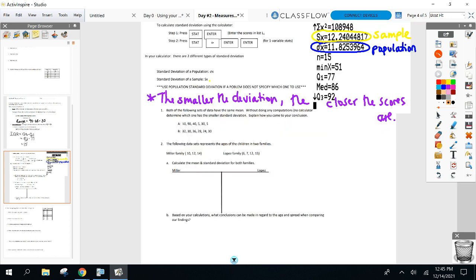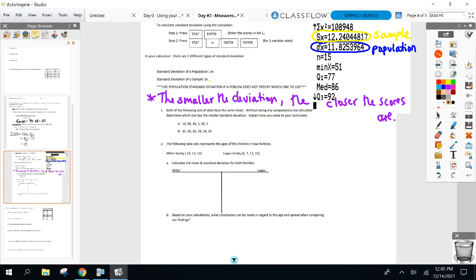Let's keep using this standard deviation concept. Read number 1 here for me. I got 2 sets of numbers, A and B. Believe it or not, if you look at them, they do have the same mean. Even though one looks completely different than the other, right? They have the same mean. No calculator, no lists. Can you tell me which one's going to have the smaller standard deviation? Without even calculating it, can we look at it and figure out which one's going to have the smaller standard deviation?